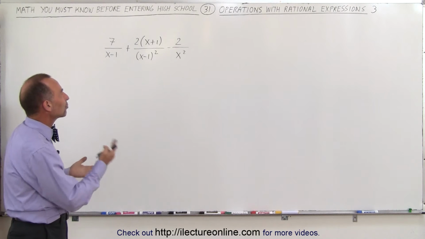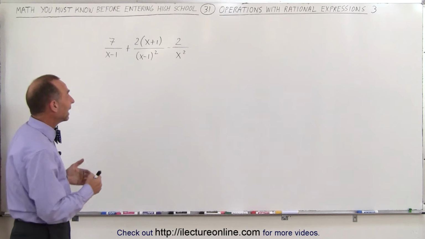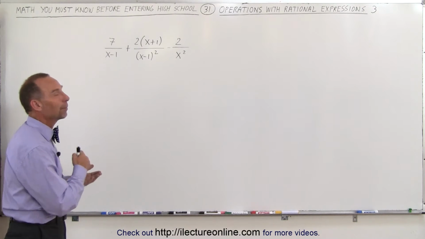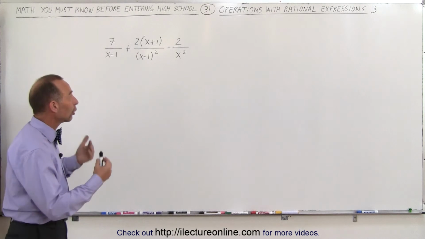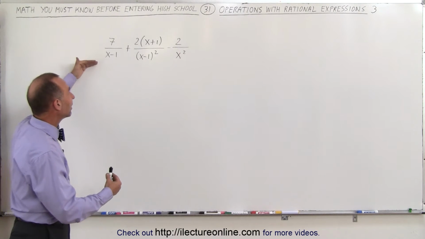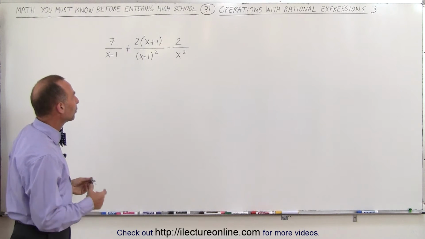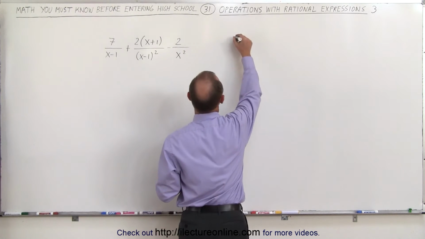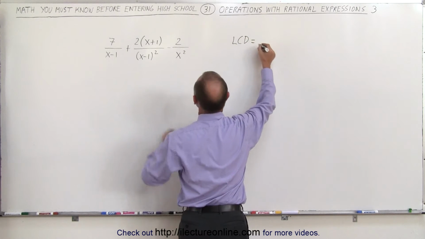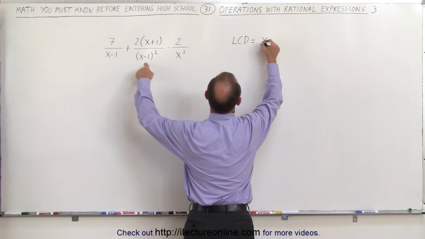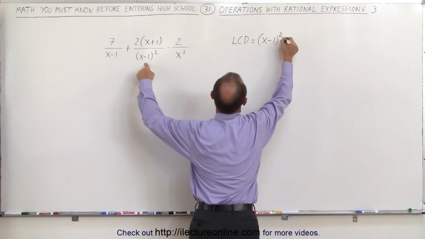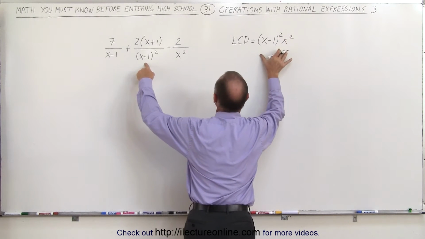Here we're adding and subtracting some rational expressions, and they do not have the same common denominator, which means we have to find the lowest common denominator and rewrite this over that lowest common denominator. The lowest common denominator would be, in this case, LCD is equal to (x minus 1) squared times x squared. So that's our lowest common denominator.